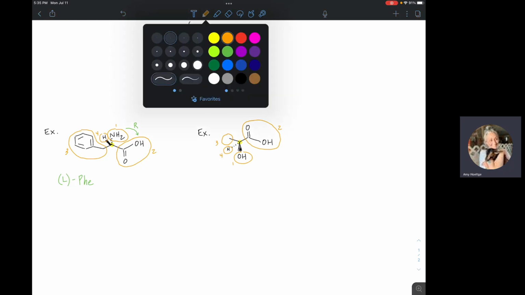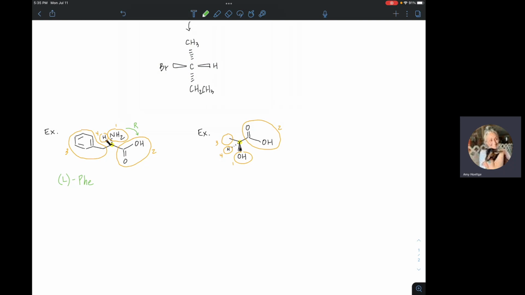So then you're just going to assign configuration. 1 going to 2. This is a counterclockwise direction. This would be S. And then the next question you have to ask yourself is, at that asymmetric carbon, is my lowest priority group pointing in the back or the front? And the way that they've drawn it for you, the hydroxyl group is coming out at you, which means the hydrogen has to be going behind. So the configuration that you have assigned is fine the way it is. So this ends up being S, and this is lactic acid.